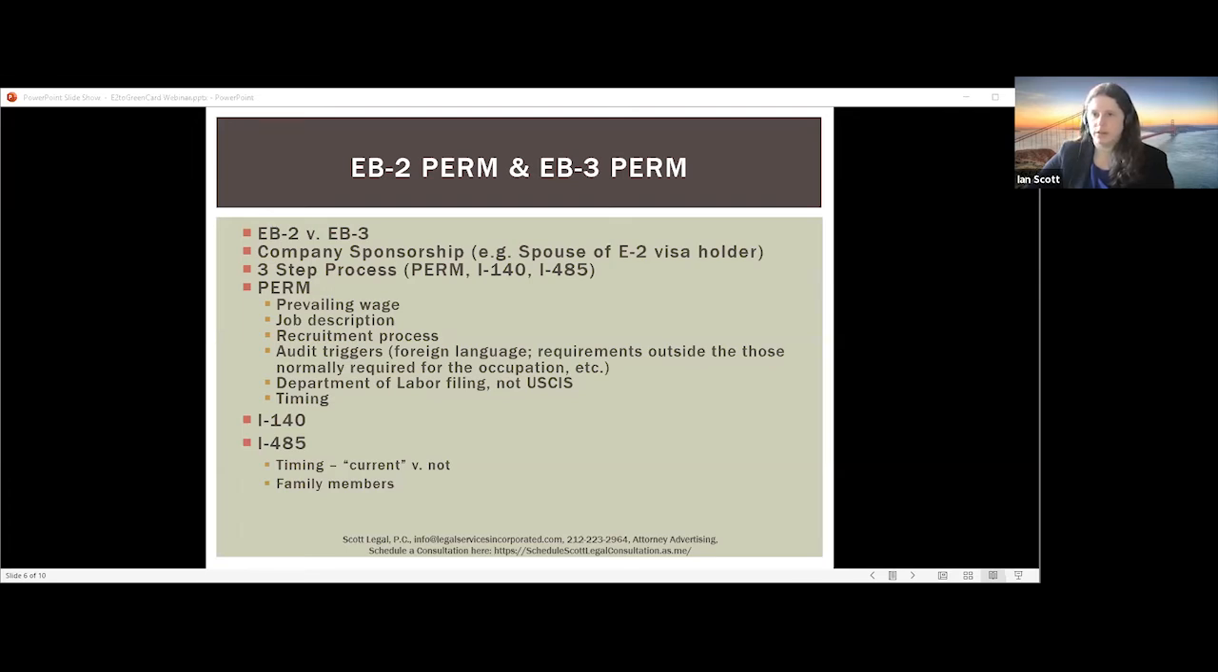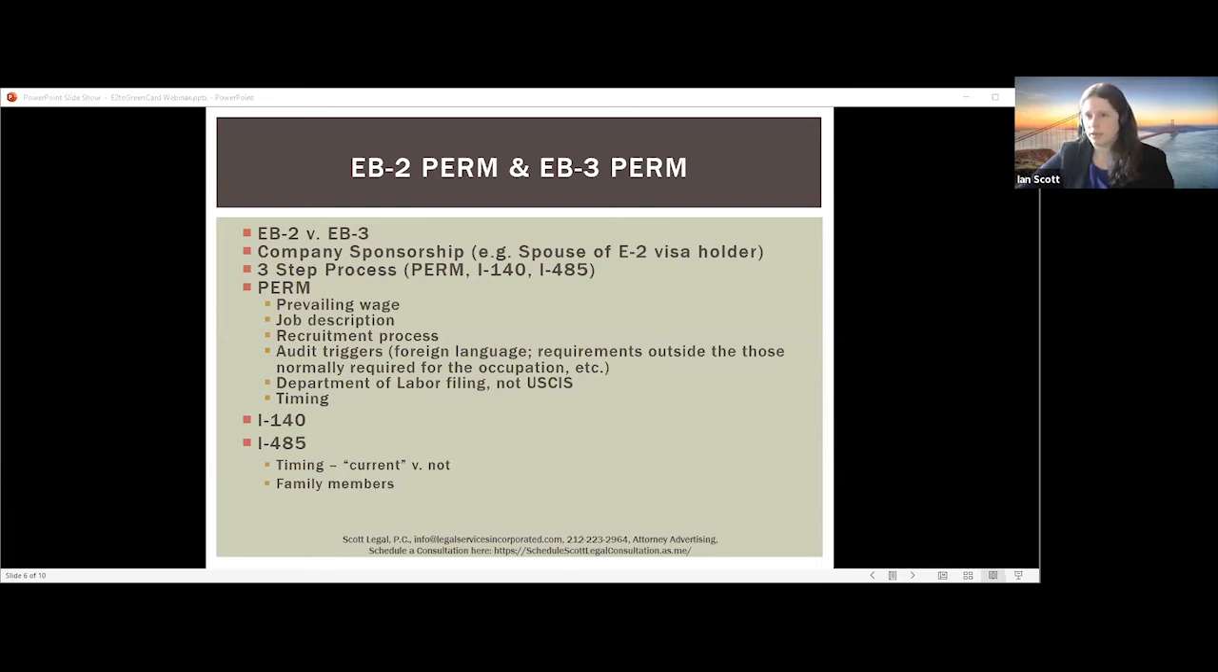Additionally, if there are any requirements outside of those normally required for the occupation, that can also be an audit trigger for the perm. This perm is not filed with U.S. Citizenship and Immigration Services. It's actually filed with the Department of Labor. And as I mentioned, it can be certified, it can be audited, or it could also be denied if there is something in the form that just wasn't filled out correctly, or some issue there.